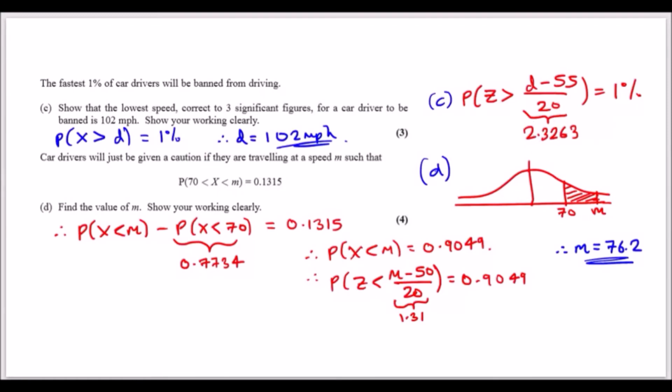So that's it, guys. I mean, this is it. So when you make all this equal to 2.3263, you just simply solve to find this value. Just in case you're not sure, it looks a bit like this. D minus 55 over 20 equals 2.3263. Now you just times 20 across, add 55, and boom, 102 miles per hour. You're in the top 1%.